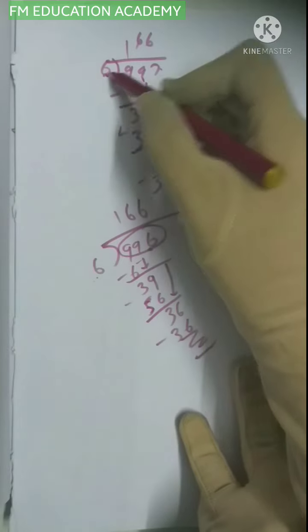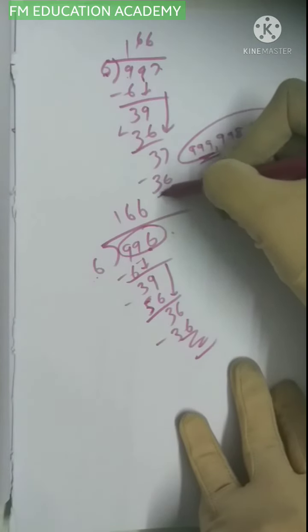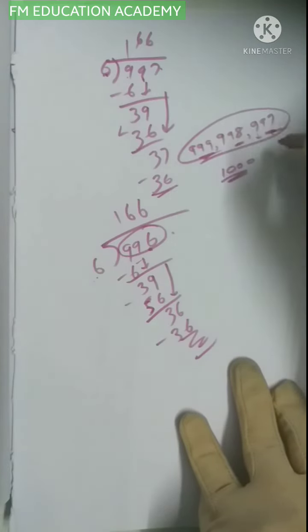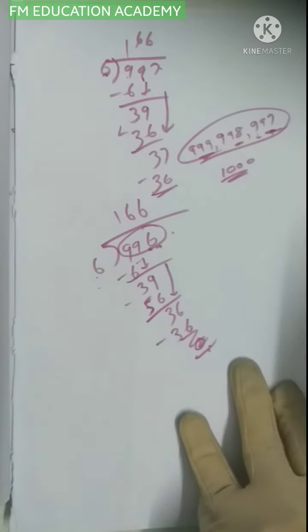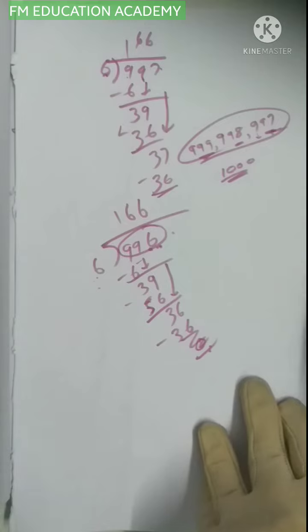Divide this 997 by 6 and see whether you are getting remainder as 0 or not. If you are not getting remainder as 0, it means it is not a multiple. If you get remainder as 0, that number will be a multiple. Okay, that is a tip which you have to use whenever you want to find factors or multiples.